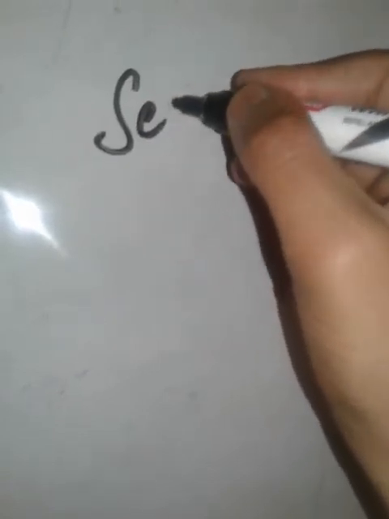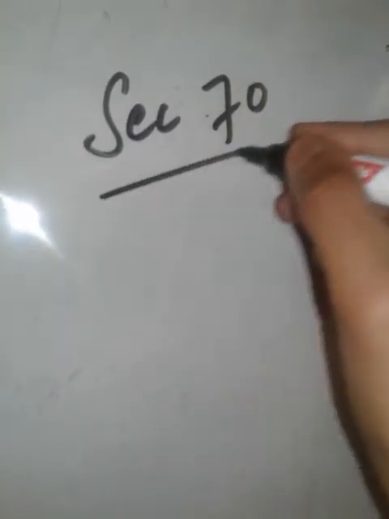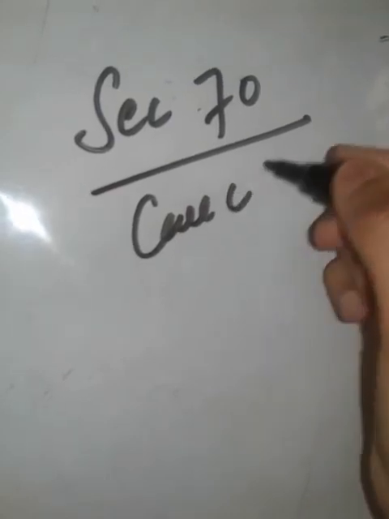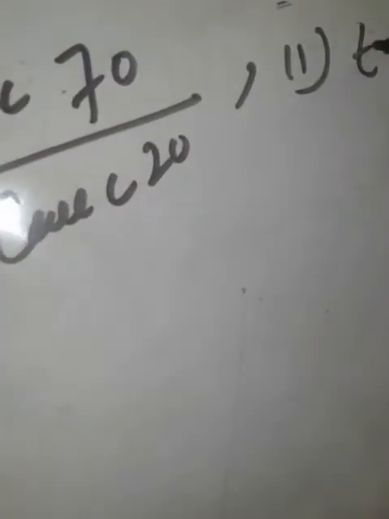Now I will leave some questions as home assignment for you. Please do them after watching this video, and if you find any difficulty, mention it in the comment box and I will explain it to you. Part 1: find the value of sec 70 divided by cosec 20. Part 2: find the value of tan 75 divided by cot 15.